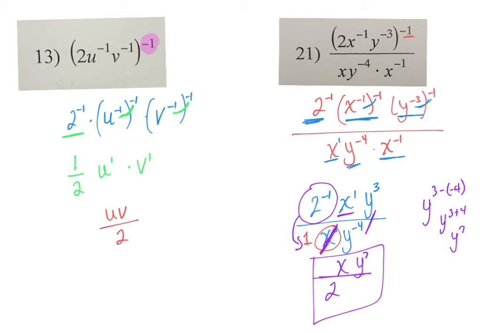All right. So you're just going to take it a step at a time. Simplify your numerator as much as you can. Simplify your denominator as much as you can. And then compare top to bottom, your like variables from top to bottom.